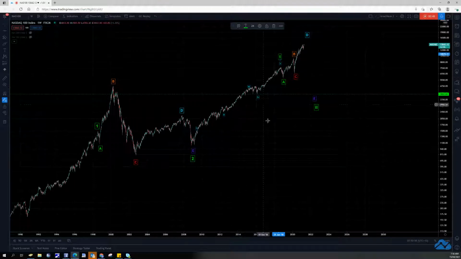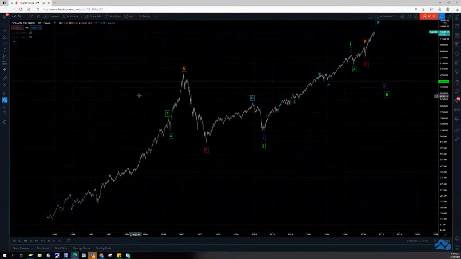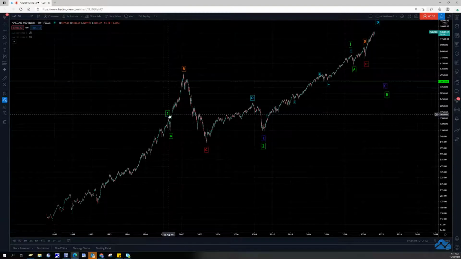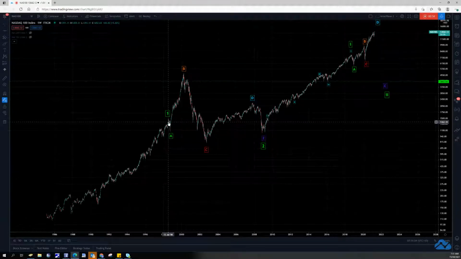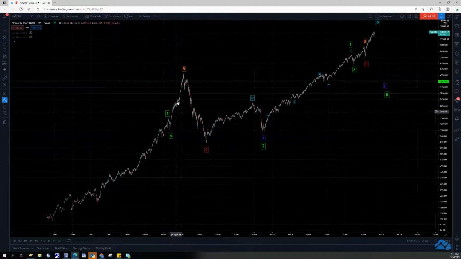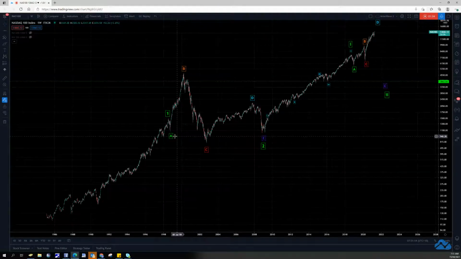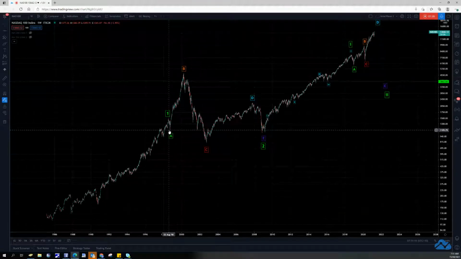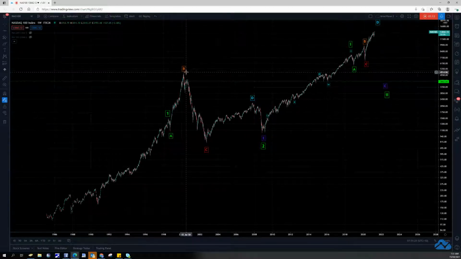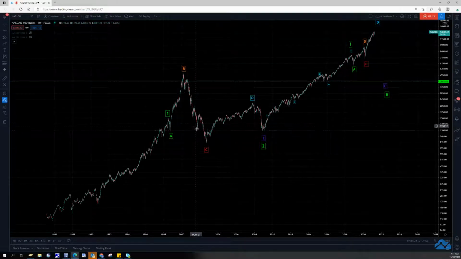So one thing I want to point out here is that wave one ended at this point here in July 98. And it was actually a B wave, an expanded B wave that took it to the highs that it saw. So obviously, basically it was a big bubble, right? So that's why the following move down was a C wave, right?